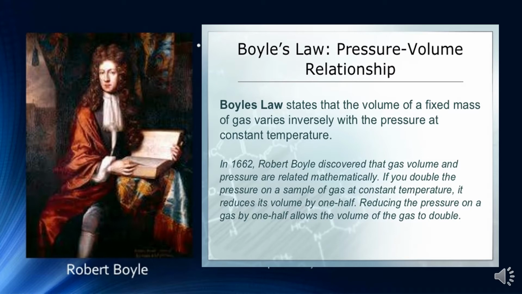In 1662, Robert Boyle discovered that gas volume and pressure are related mathematically. If you double the pressure on a sample of gas at constant temperature, it reduces its volume by 1/2. So reducing the pressure on a gas by 1/2 will make the volume of the gas double.